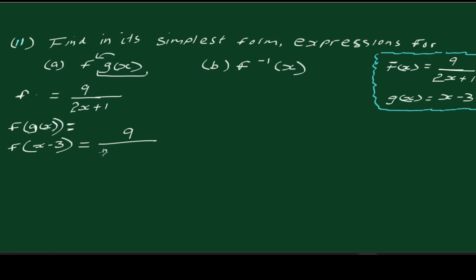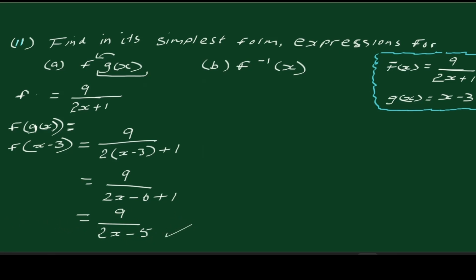So this will become 2 multiplied by x minus 3 plus 1. This works out to 9 over 2x minus 6 plus 1. This gives us 9 over 2x minus 5. And that's our answer. So the answer to the question f of g of x is 9 over 2x minus 5.